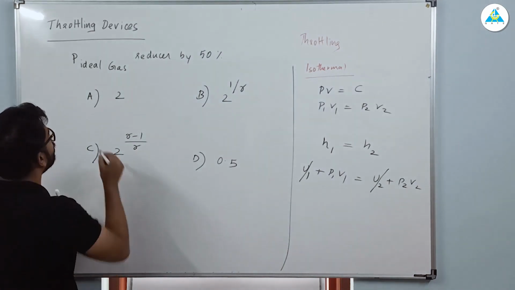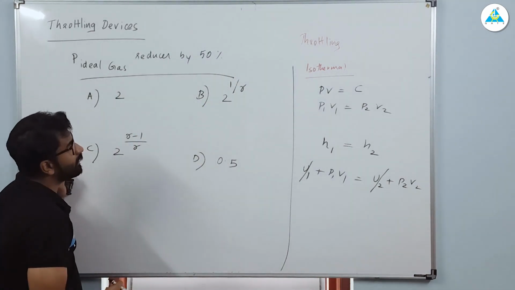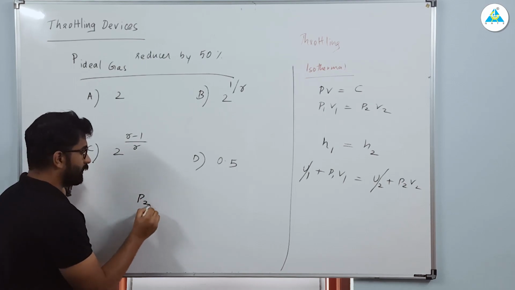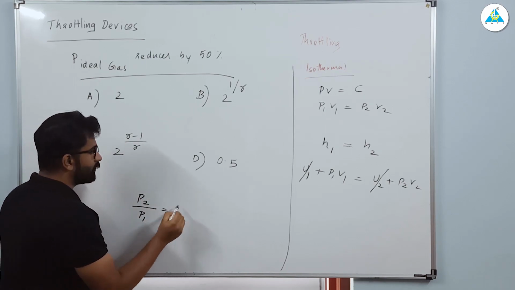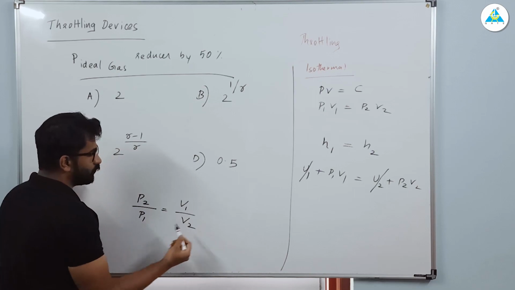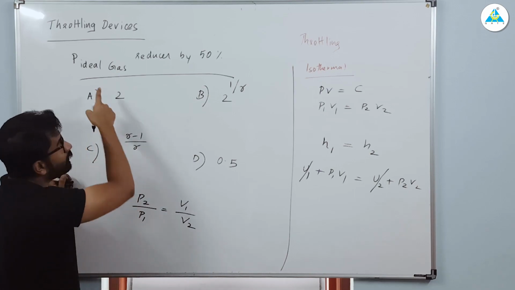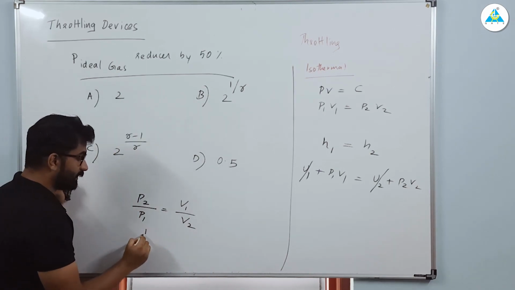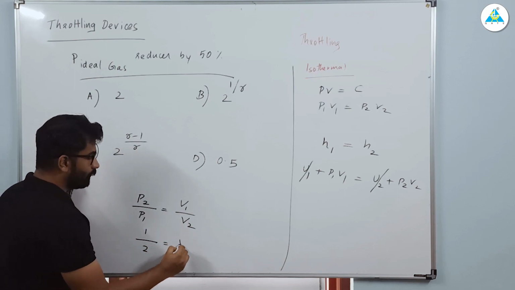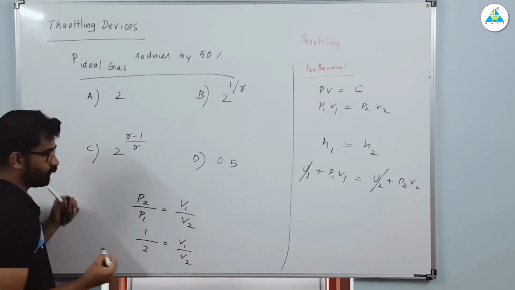So they have given that the pressure of an ideal gas reduces by 50%. So what will be the meaning? P2 by P1 is equal to V1 by V2. So what is P2 by P1? Reduces by 50%, meaning 1 by 2 is equal to V1 by V2.